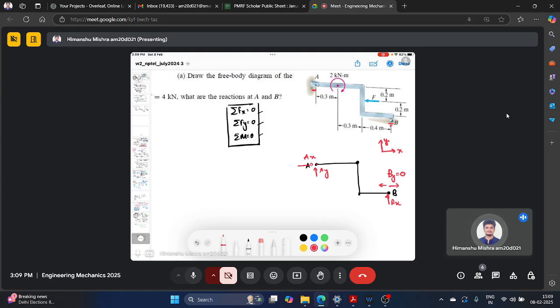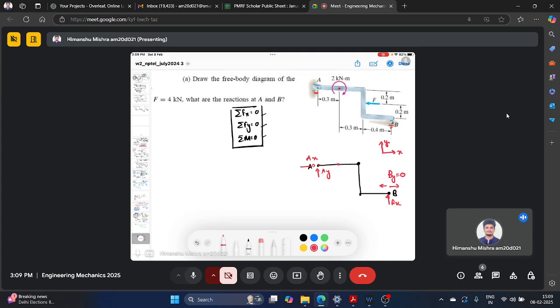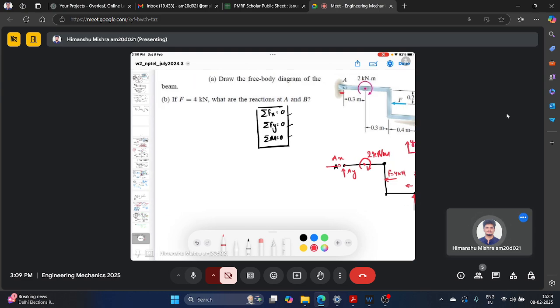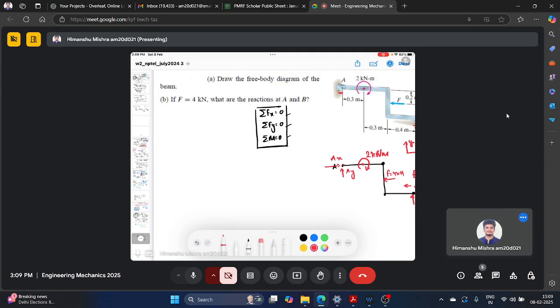And then you have to show all the forces and moments as well. So there will be a moment here, which is 2 kilonewton meter, and a force F, which is 4 kilonewton, given in the question. Then we have the dimensions given, which will be useful while calculating the moment. As usual, we will be solving using these equations.